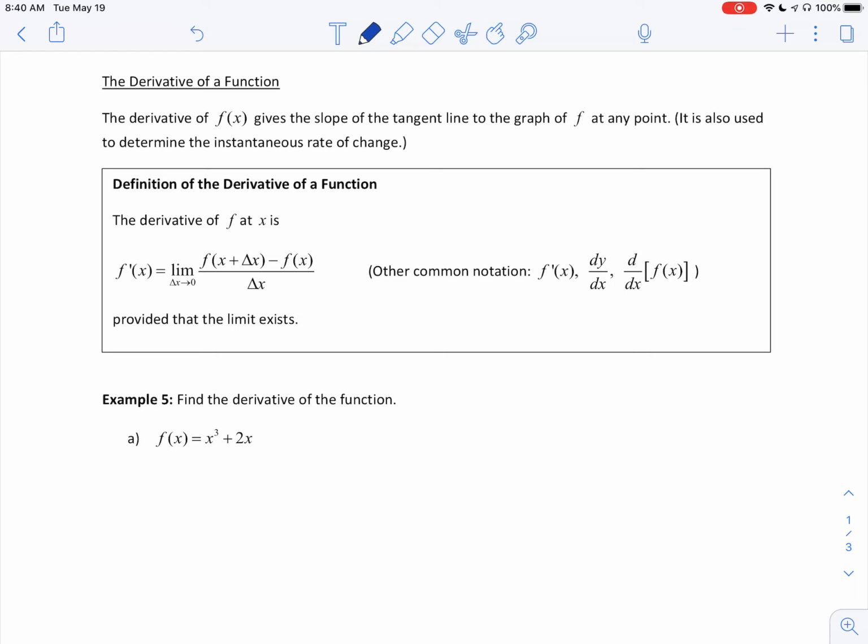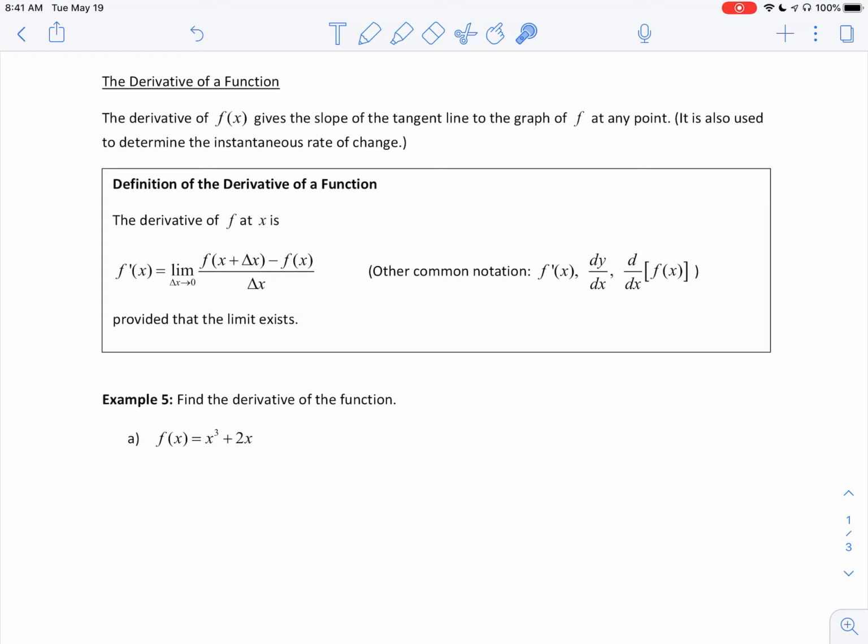So if you look at our definition of a derivative right here, you'll see it looks very similar to the definition we had for finding the slope of a tangent line. The only difference is that instead of plugging in a particular value of c here, we're just plugging in the variable x, because it's finding the slope of the tangent line for any x value that we could plug into this function.